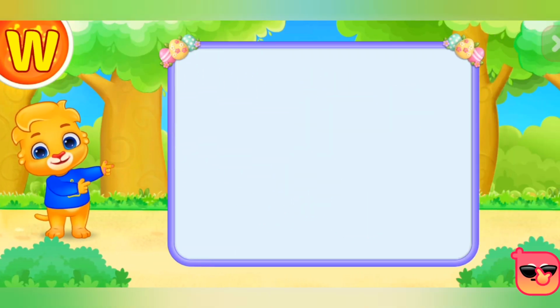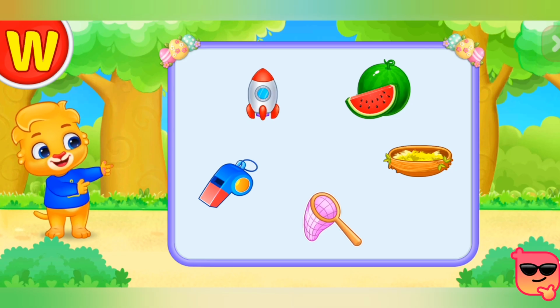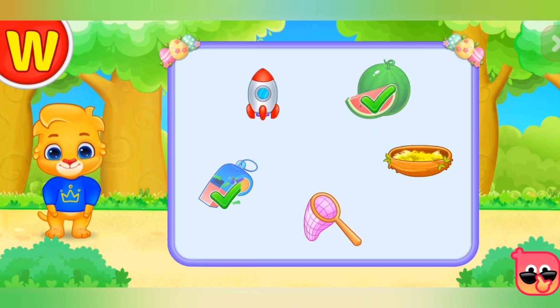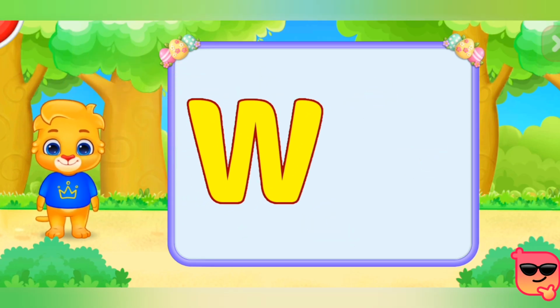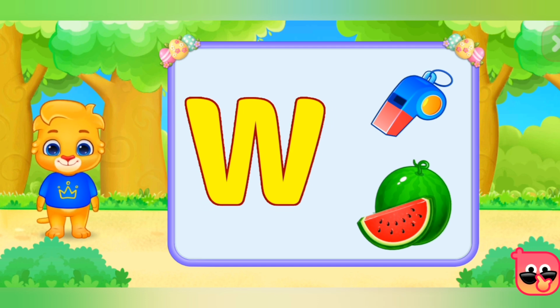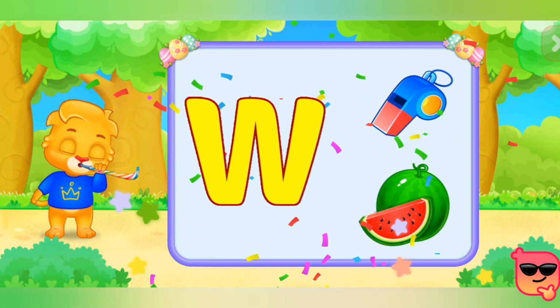Tap the picture that starts with letter W. Woo! W is for whistle. W is for watermelon. Well done.